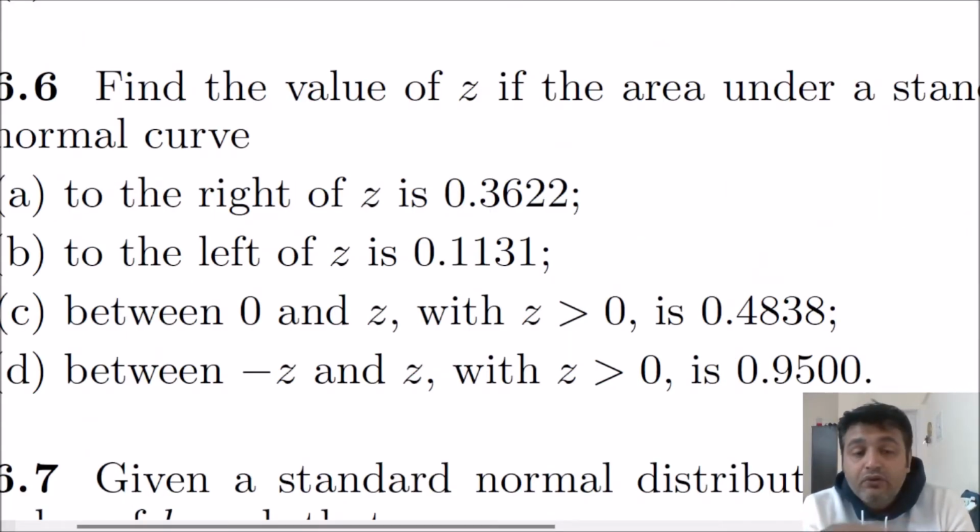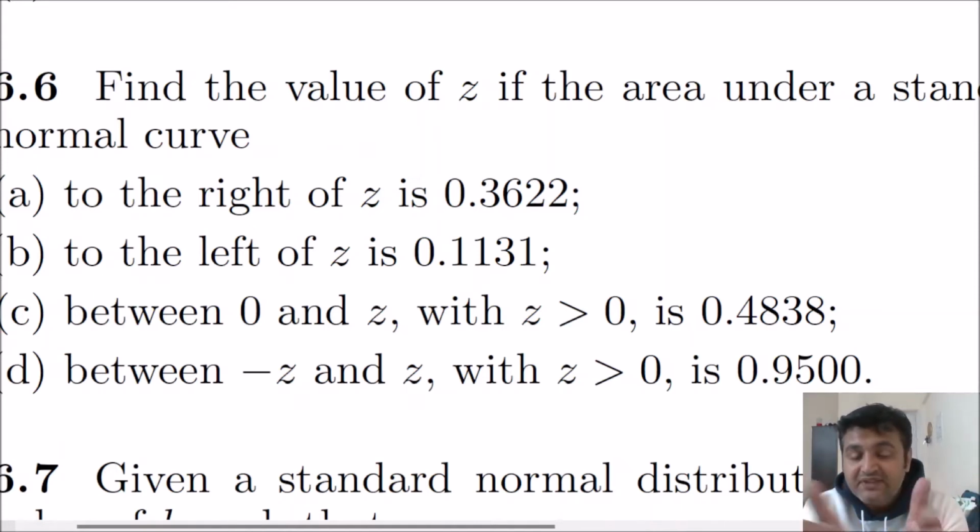And now in the fourth part, what is the question? The area from minus z to z is 0.9500. Now what will be that z? That is the question. Here again we take the help of the C part.